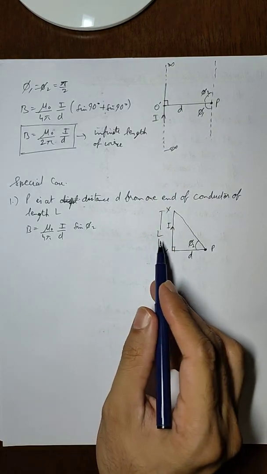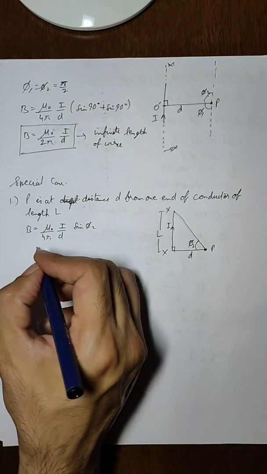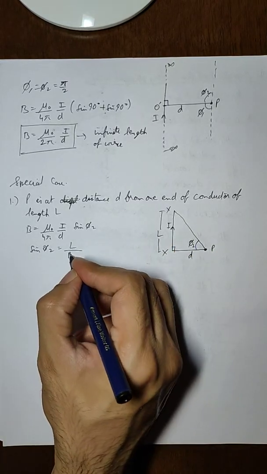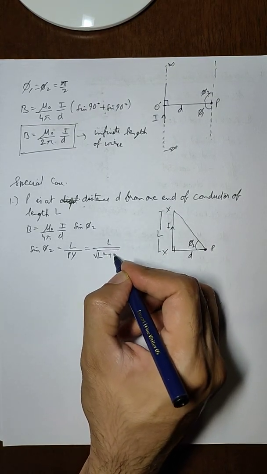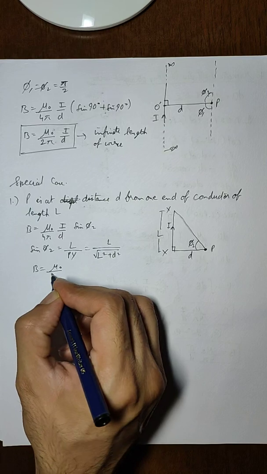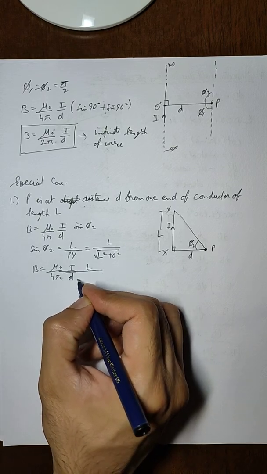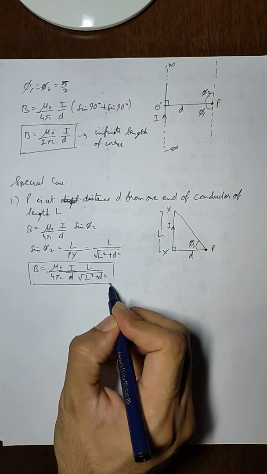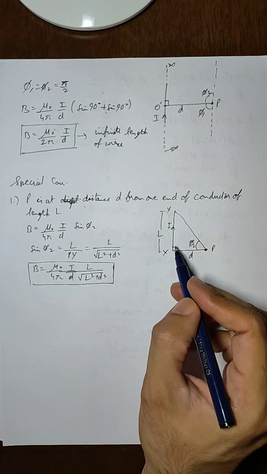sine phi 2. Now we can apply Pythagoras theorem on this particular triangle, and sine phi 2 can be written as the perpendicular upon hypotenuse. So it is L upon root of L square plus d square by Pythagoras theorem, and we can put this expression here in place of sine phi 2. So it will become mu naught upon 4 pi, I upon d, L upon root of L square plus d square. This expression is when point P is at a distance d from one end of the wire and the length of the wire is finite.